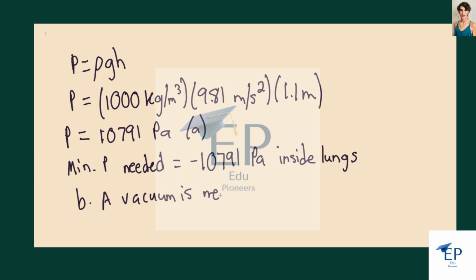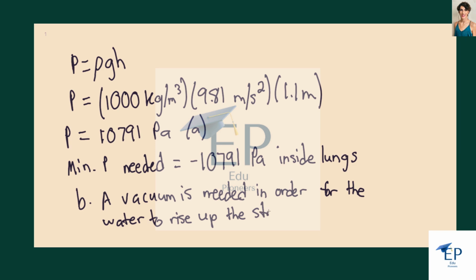So this is why it needs to be negative, because a vacuum is needed in order for the water to rise up the straw. So because a vacuum is needed, the gauge pressure within someone's lungs has to be negative. And that negative value is, again, negative 10,791 pascals. And that's the end of the solution.